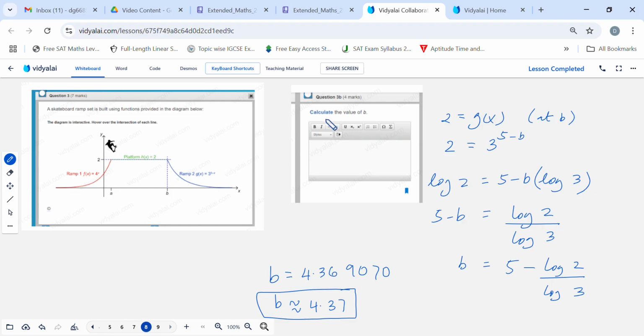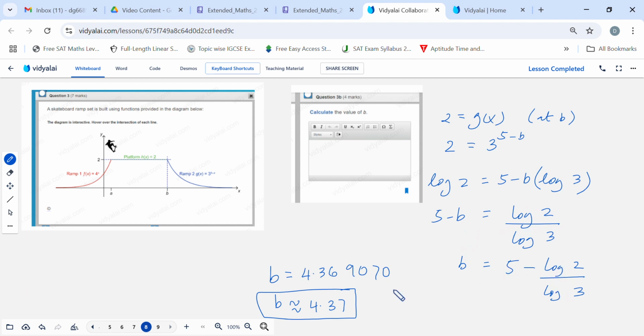Now B part is to calculate the value of b. b is formed by the intersection of the platform and ramp 2. Therefore 2 is equal to g(x) at b. 2 is equal to 3 to the power 5 minus b, because g(x) is 3 to the power 5 minus x. Now taking log on both sides, log 2 is equal to (5 minus b) times log 3, or 5 minus b is equal to log 2 by log 3, or b is 5 minus log 2 by log 3.